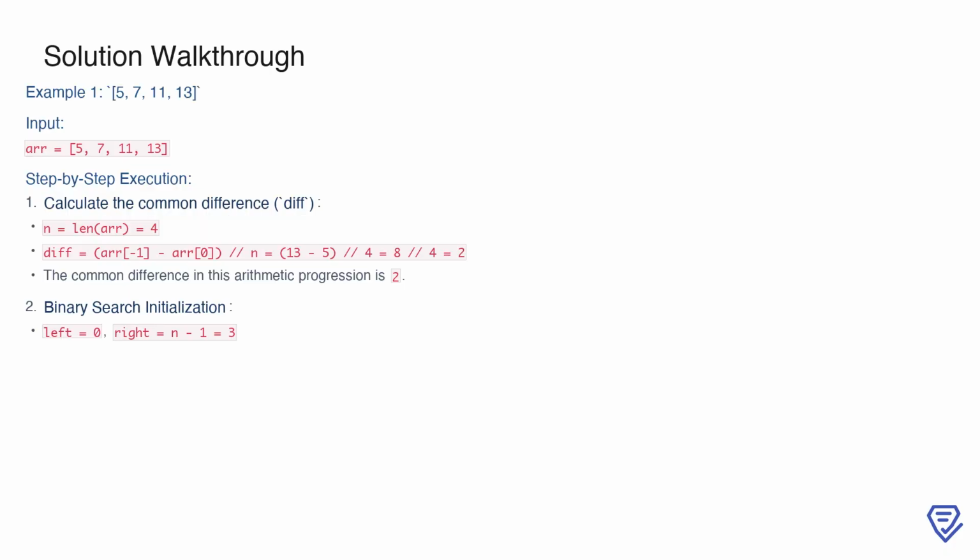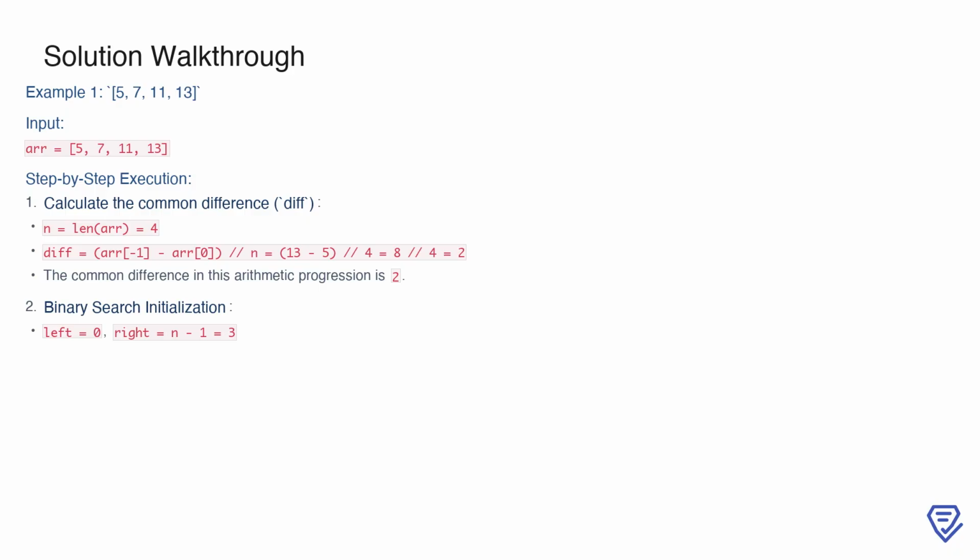To solve this problem, let's start with an example, the array 5, 7, 11, 13. First, we calculate the common difference of the arithmetic progression. The length of the array, n, is 4, and the difference, diff, is calculated as the difference between the last and first elements divided by n. So, (13 - 5) // 4 is equal to 8 // 4 equals 2. This tells us the common difference in the progression is 2.